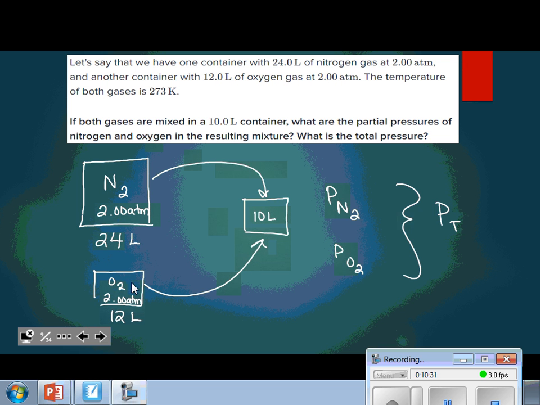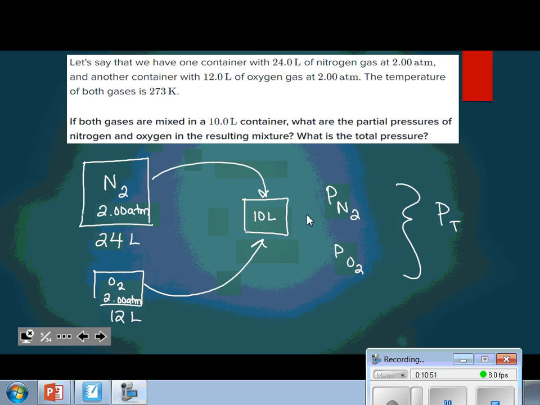So what I want to find out is, when I move the nitrogen to this new container, what is its new pressure? And when I move oxygen to its new container, what is its new pressure? And then in total, what's the total pressure of both the nitrogen and the oxygen together in the container?